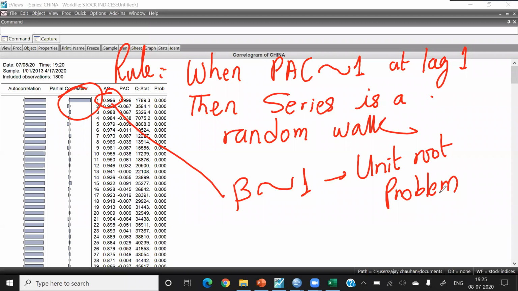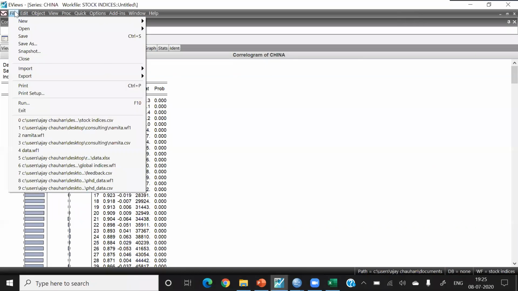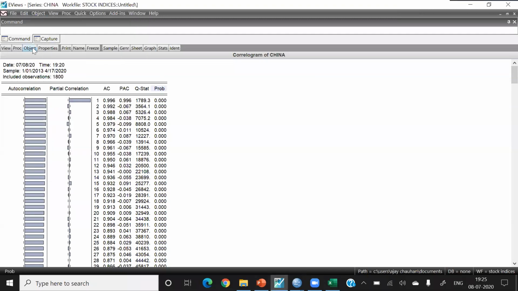This method is known as the correlogram method of examining whether the series is stationary or not. Now, these two tests are not very powerful tests, so we are going to a very powerful test that is called the ADF test. Now let me show you how to do the ADF test.